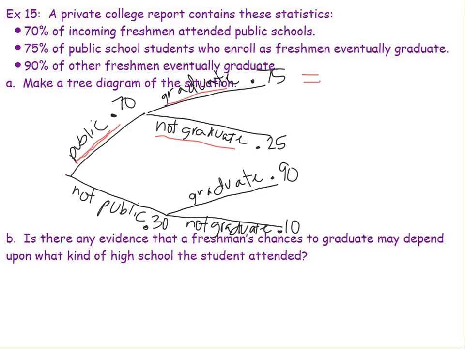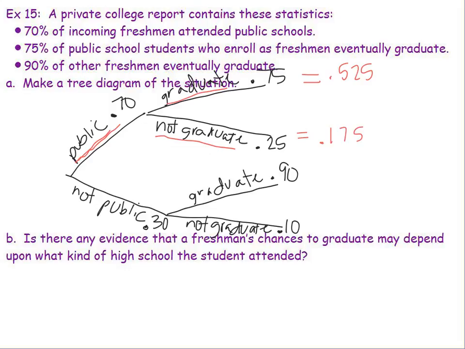So I'm going to take 0.70 times 0.75, and I get 0.525. I'm going to take 0.70 times 0.25, and I'm going to get 0.175.